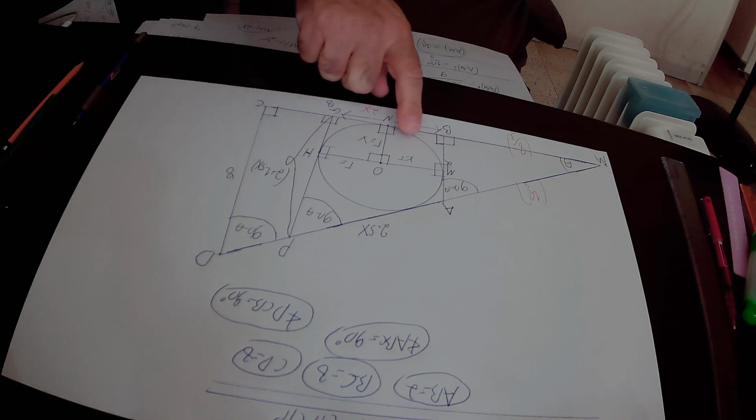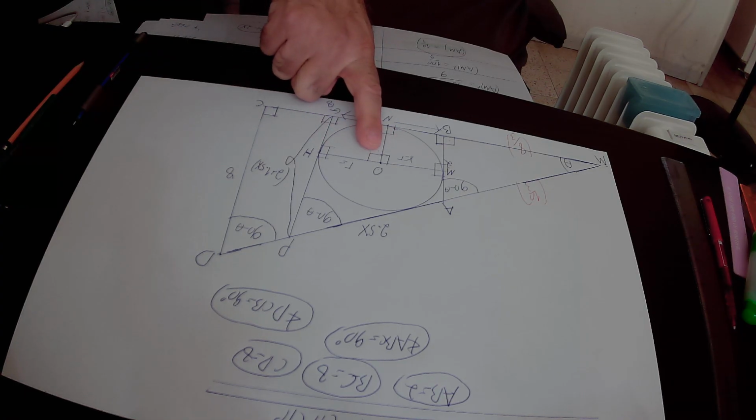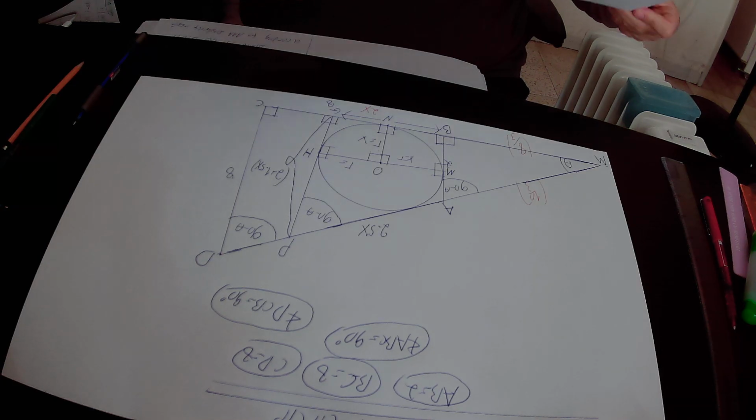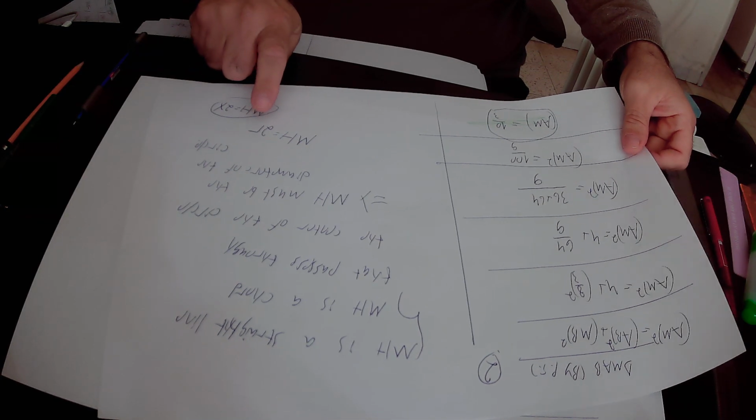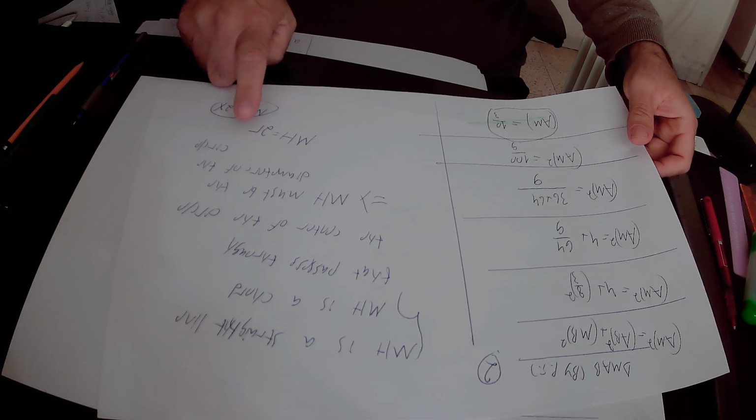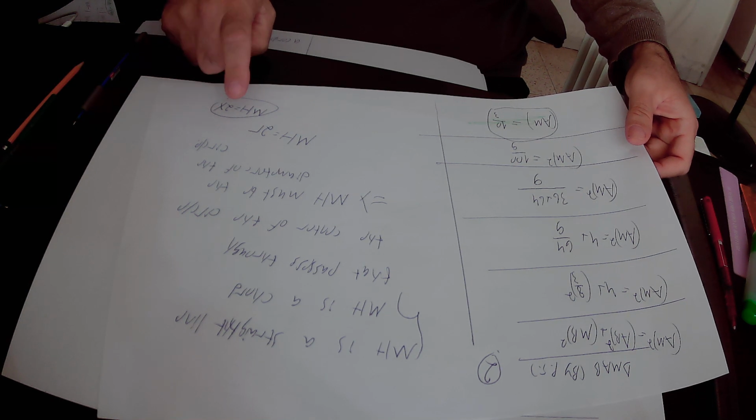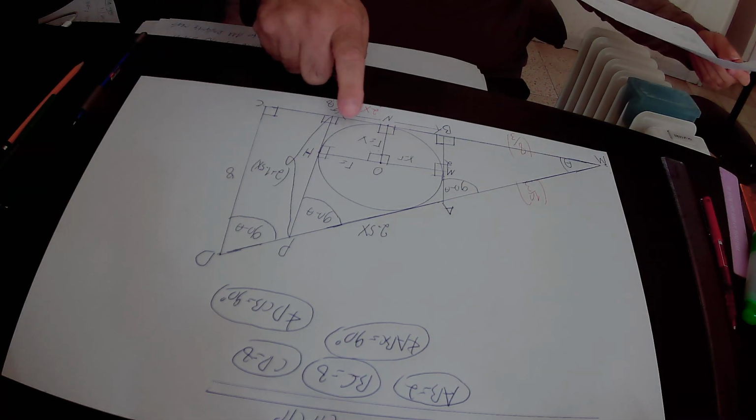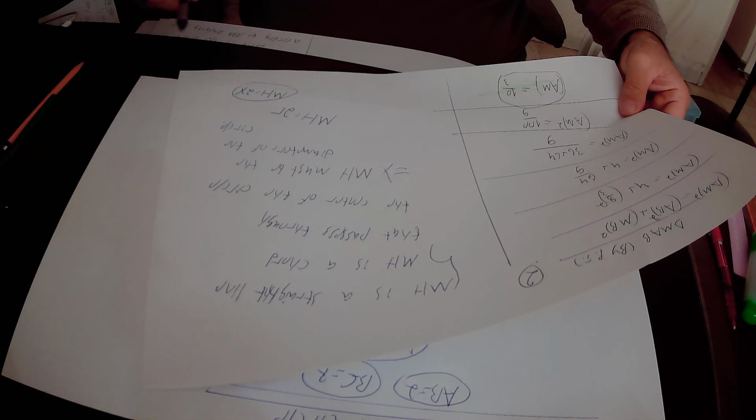Chord MH passes through the center of the circle, that is to say it passes through point O, the center of the circle. Any chord that passes through the center of the circle must be the diameter of the circle, and therefore MH is the diameter of the circle. It is a chord that passes through the center of the circle, therefore it is the diameter. So MH is the diameter of the circle, therefore it is equal to 2x. MH equals 2x.